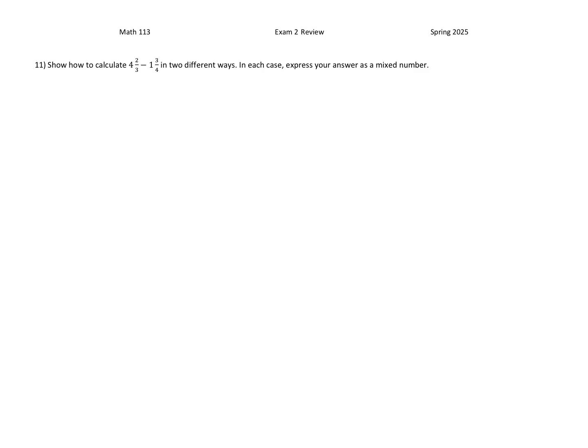Show how to calculate 4 2/3 minus 1 3/4 in two different ways. Okay, so 4 2/3. My first way is I'm going to make improper fractions. So 4 times 3 is 12, plus 2 is 14/3, minus 1 times 4 is 4, plus 3 is 7/4.